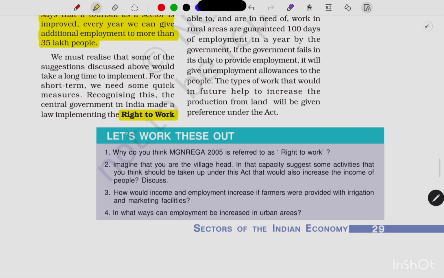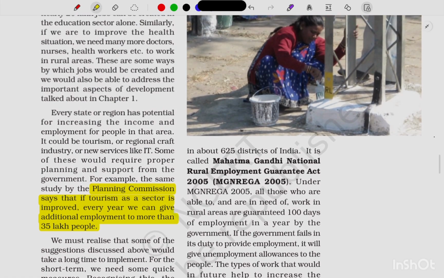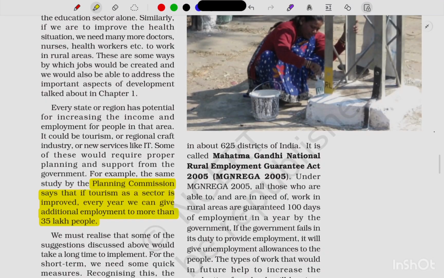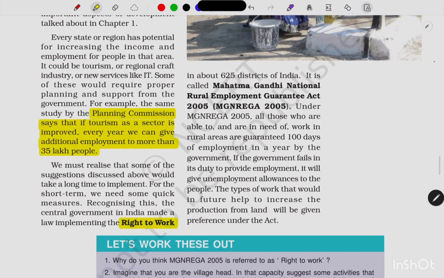So these are the short term goals, but the only issue is they say that the long term goals will take a lot of time to implement. They should start now. They can't just postpone it, can they? Now, in about 625 districts in India, this right to work is implemented. Now, it is called the Mahatma Gandhi National Rural Employment Guarantee Act, passed in 2005.